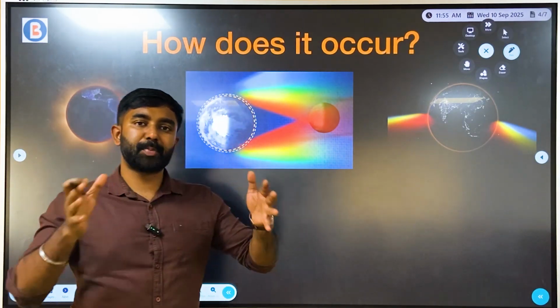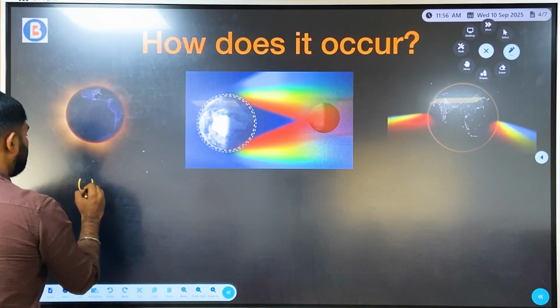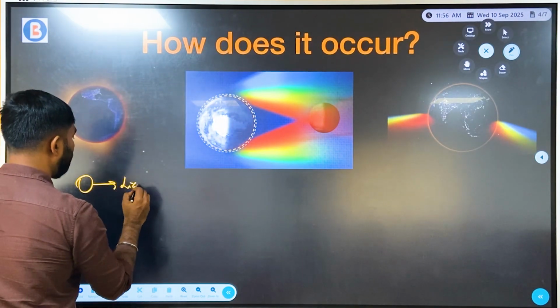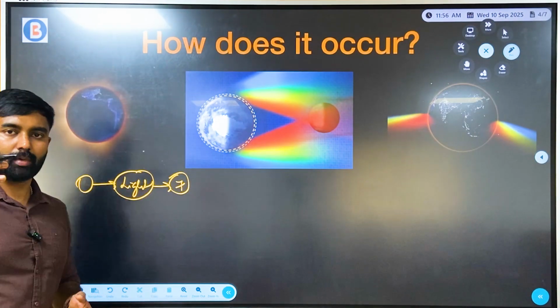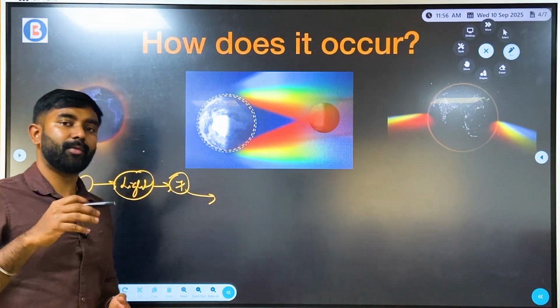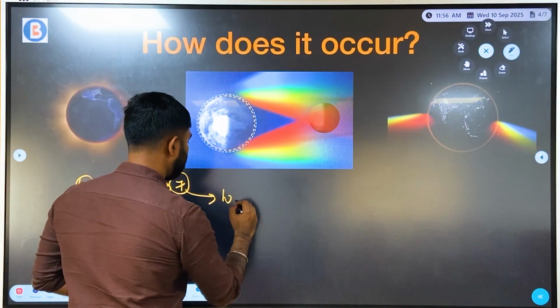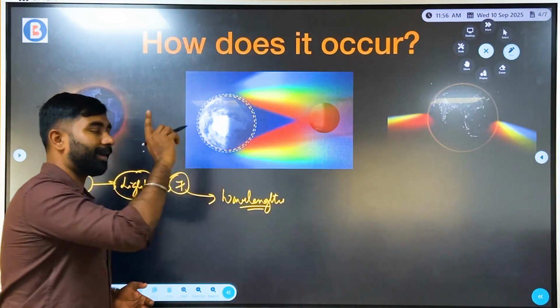So it is the spectrum of light that we are talking about. Of course, sunlight has 7 different colors, the rainbow, all of those things. So all of these colors have different wavelengths, correct? They have different wavelengths. And what does the Rayleigh effect say?